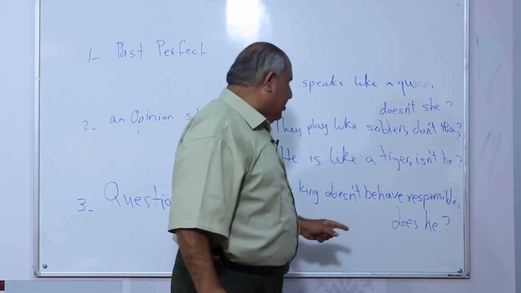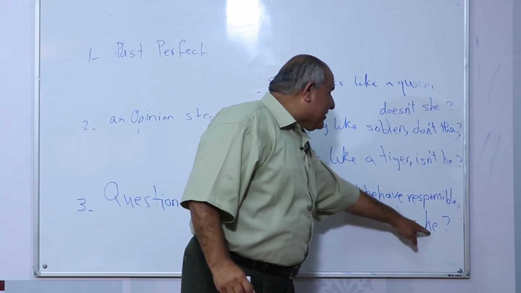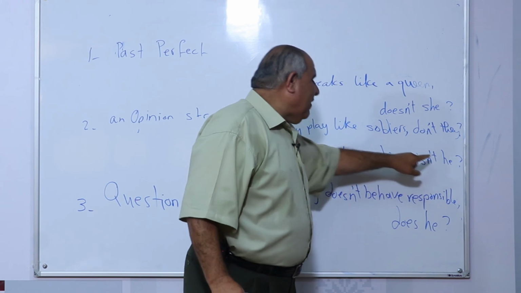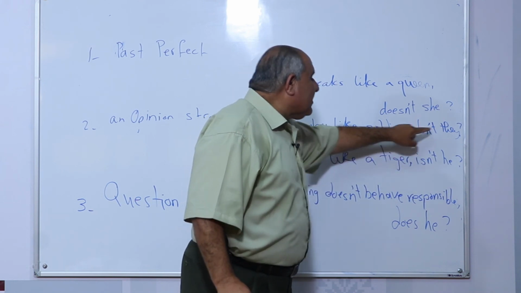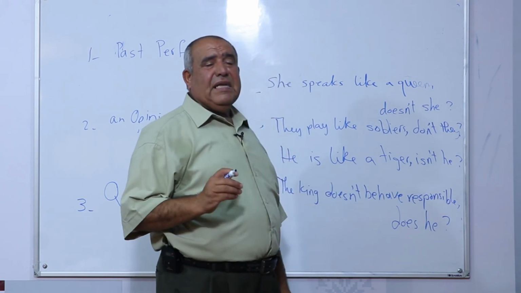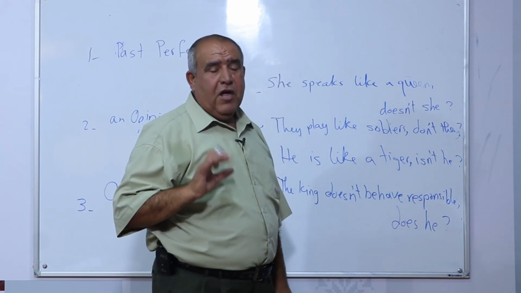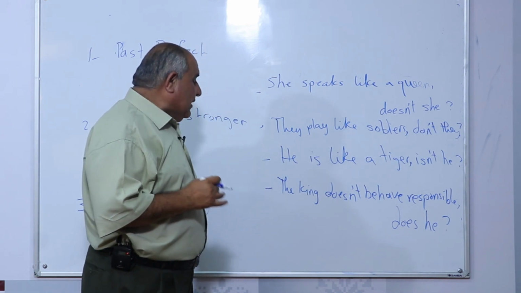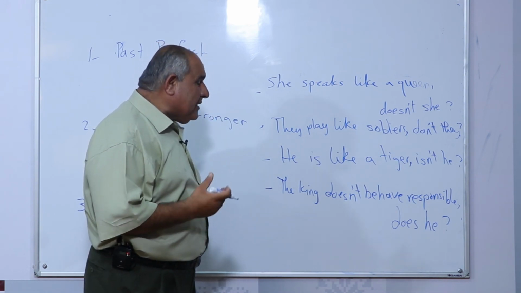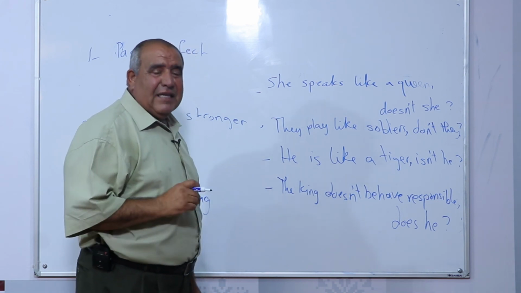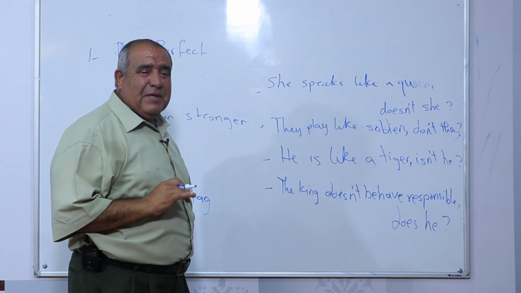Bear in mind that we cannot say "does the king." We cannot say "is the boy." We cannot say "don't they" and then put the subject. The subject must be in its pronoun form. So if in a true or false question we say, the king does not behave responsibly, and we say "does the king," this is a wrong answer. It must be "does he."